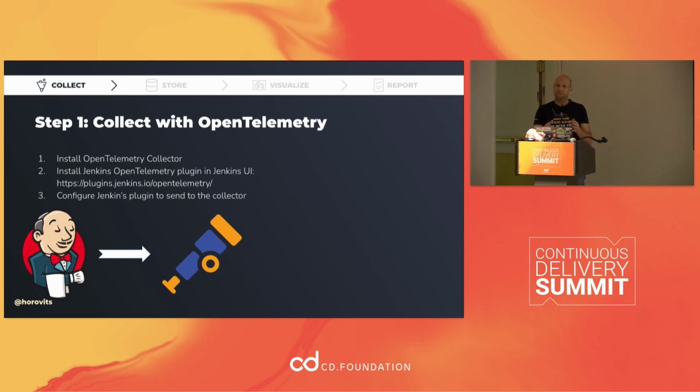And at the time, OpenTelemetry was already GA, generally available for distributed tracing, so we chose it. And the way to do that is very simple. You install the OpenTelemetry collector. You then need to install the Jenkins OpenTelemetry plugin, and configure the plugin to send the span data, the trace data, to the OpenTelemetry collector endpoint in OTLP over gRPC protocol. So pretty simple. That's the collect phase.